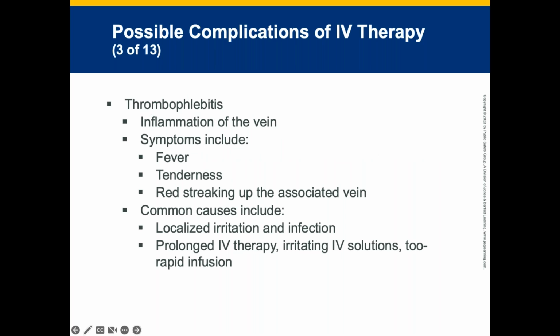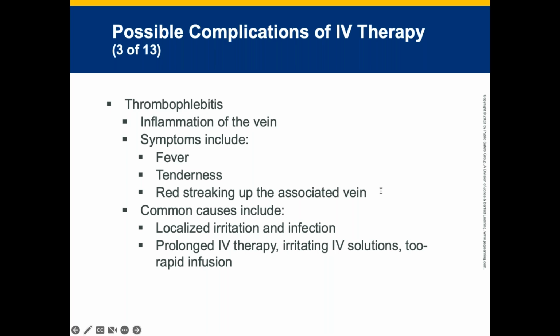All right, so thrombus or thrombophlebitis is inflammation of the vein itself, not usually seen in the emergency pre-hospital patient, but symptoms would include fever, tenderness, red streaking up the associated vein. Hardening of the vein can also occur if the vein has been repeatedly punctured. So you'll notice that too with IV drug users. You'll notice that a lot of them have hardened veins as well. You'll see a lot of track marks. We cannot do IVs through those.